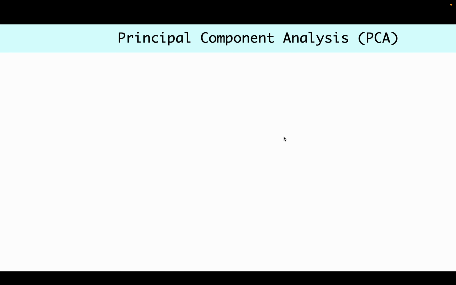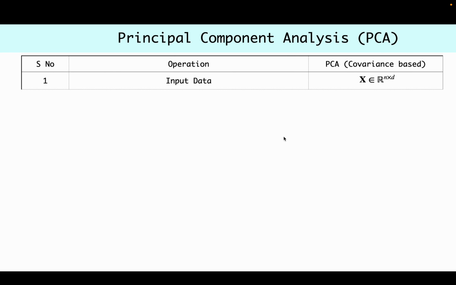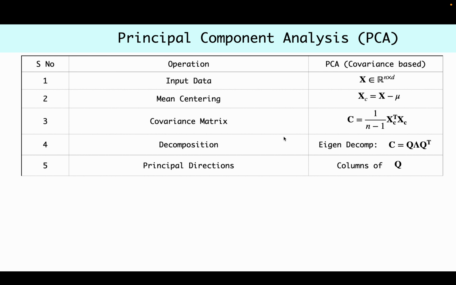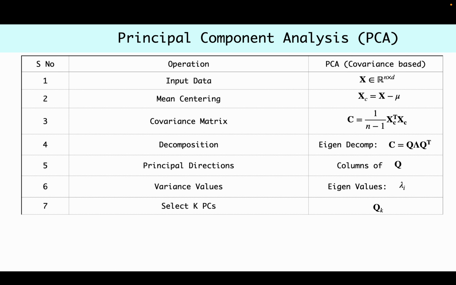Let us summarize what we have discussed in principal component analysis. We considered input data in the form of a matrix of dimension n cross d, where n is the number of samples and d is the number of features. We centered the data, and we later computed the covariance matrix, and performed eigenvalue decomposition of the covariance matrix, where Q indicates the eigenvector matrix and lambda indicates the diagonal matrix with eigenvalues as the diagonal elements. Out of these eigenvalues, we have chosen the k maximum eigenvalues and their corresponding eigenvectors and constructed the matrix Qk. And we eliminated all of the other components.